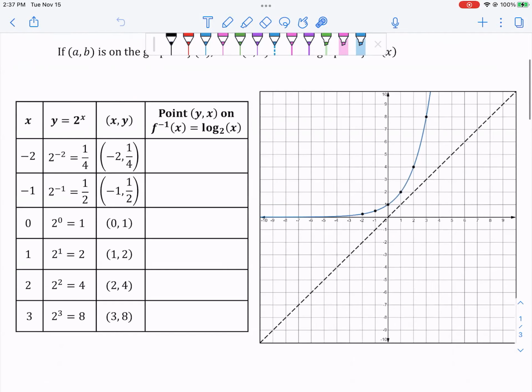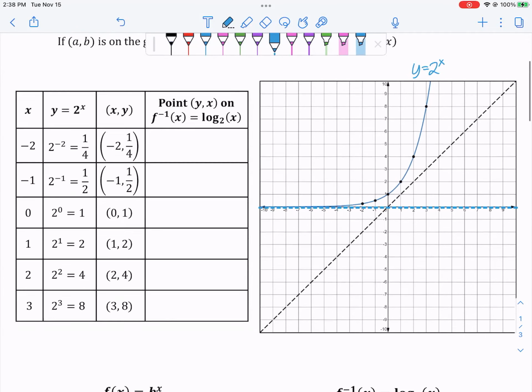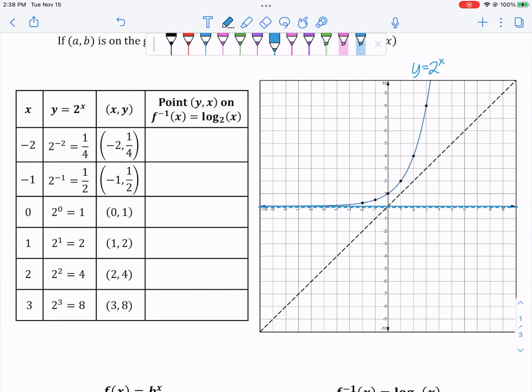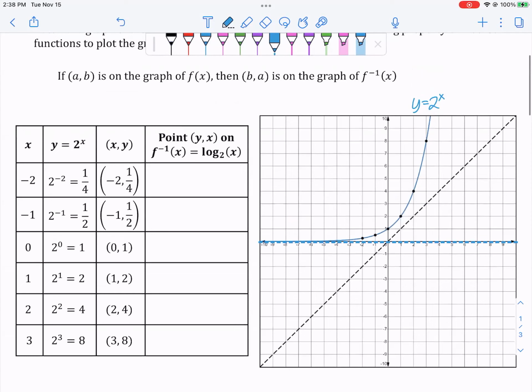So here was all the work we had done before when we graphed this exponential function. So this guy right here is y equals 2 to the x. Right? He has a horizontal asymptote. Oh man, I wish I would have given myself a little bit more room on here. But he has a horizontal asymptote at y equals 0.